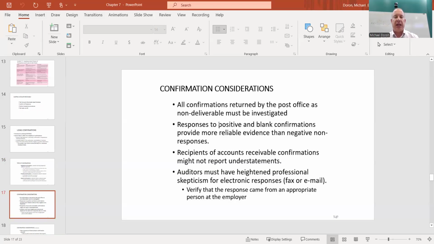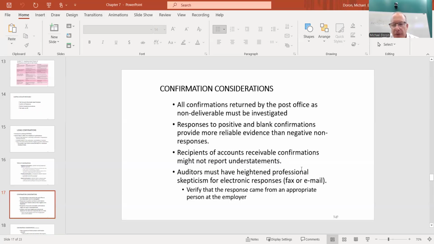Responses to positive and blank confirmations provide more reliable evidence than negative non-responses. We already know that negative confirmation is not great evidence. Positive and blank are much better evidence. The recipients of accounts receivable confirmations might not report understatements. Okay, so what they mean is, if you say, is it correct that you owe $2,000 and it's actually 2,500? The customer might think they can get away with something if they confirm the 2,000. So you want to be aware they might underreport, or they might not let you know that it's been underreported.